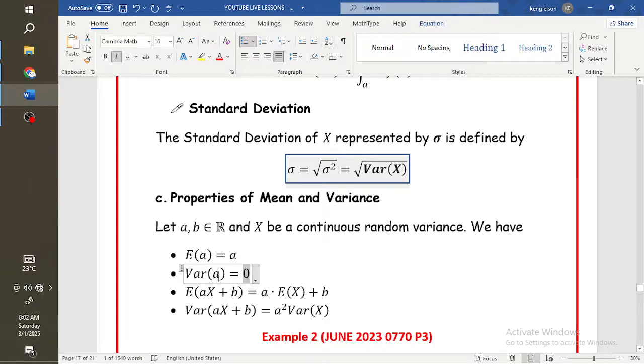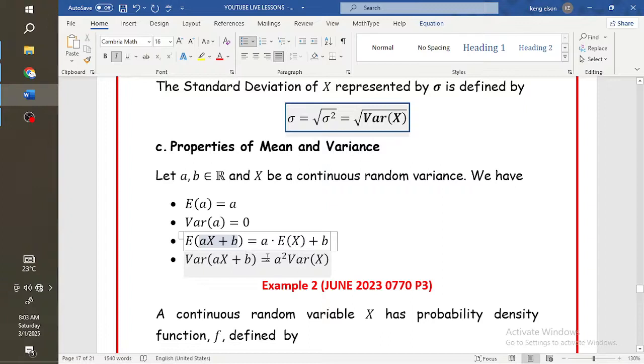So the variance of any constant is equal to 0. Now the mean of ax plus b is equal to a times the mean of x plus b. Okay, and then the variance of ax plus b is just a squared times the variance of x. So these properties are very important because we are going to be exercising on them very soon.